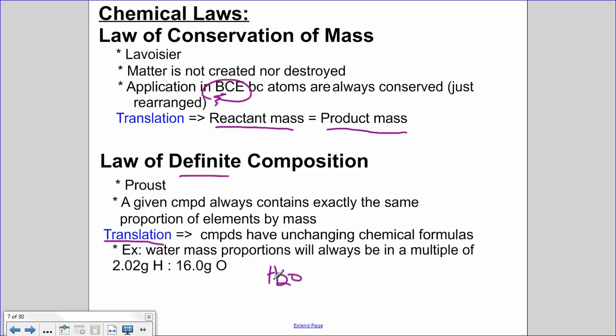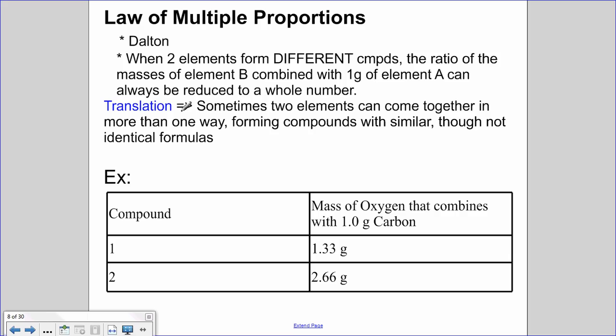That's a little different when we talk about the law of multiple proportions. Dalton is the one who came up with this, and it's kind of playing off the law of definite proportions, because we know we can have water, but can we have a different arrangement of an H and an O? Well, yes, we can. We can have 2 H's and 2 O's, which is hydrogen peroxide. So it's making sure that people know that you can actually have multiple ratios of element A with element B.